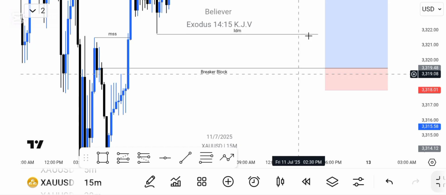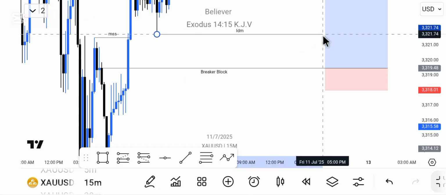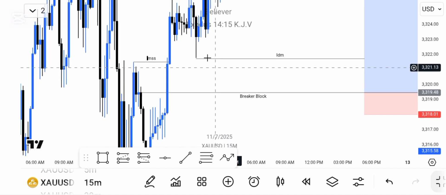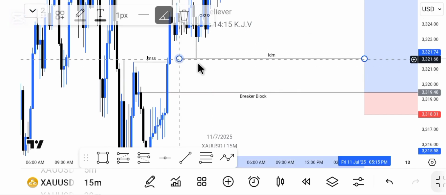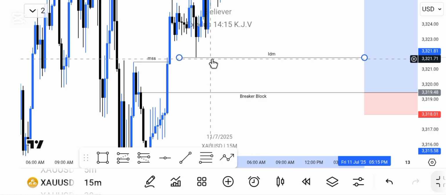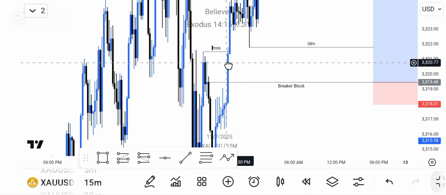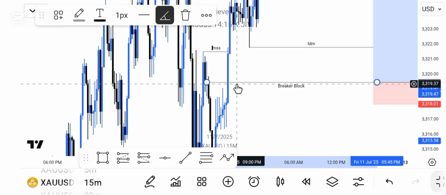Yeah, and this is my inducement here. Remember, we had a 1 is to 5.5, I mean 5.7 risk to reward ratio. But now let's see how much risk to reward we have on this trade. Nothing changed. Market structure shift, breaker block.